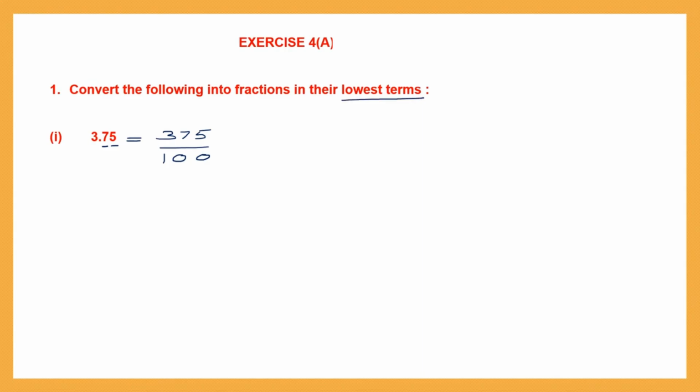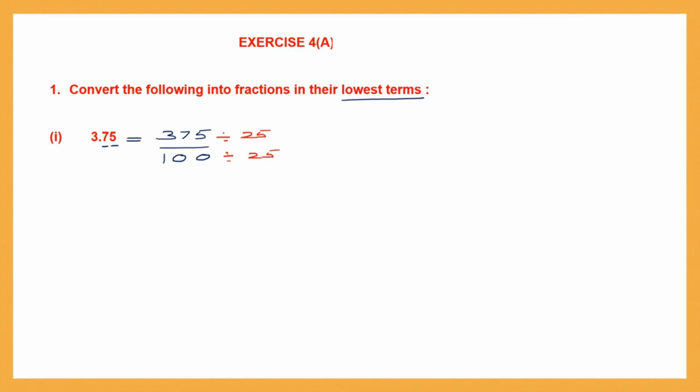That means we need to divide both numerator and denominator by a common factor and reduce it to the lowest term. Now the numerator and the denominator are both divisible by 5. They are also divisible by 25. Now which is the greater one, 5 or 25? 25. 25 is the highest common factor. So let's divide 375 and 100 by 25. So divide both numerator and denominator by 25. And then let's see the fraction that we get.